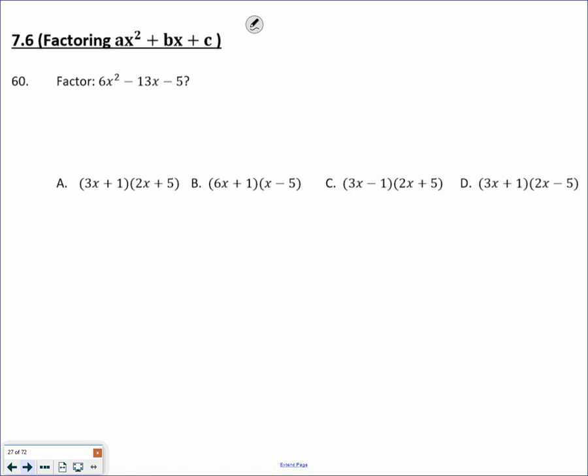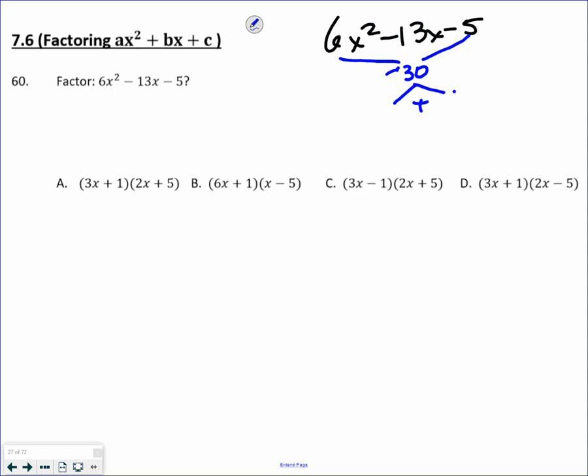More factoring. This will be factoring with the lead coefficient now. All right, so I have 6x to the second minus 13x minus 5. This is the hardest portion of the entire chapter, right here. Now, because there's a lead coefficient, I need to multiply the outside two numbers together and then do the same thing that I have been doing. So factors of negative 30, that would get you negative 13, would be negative 15 and positive 2.